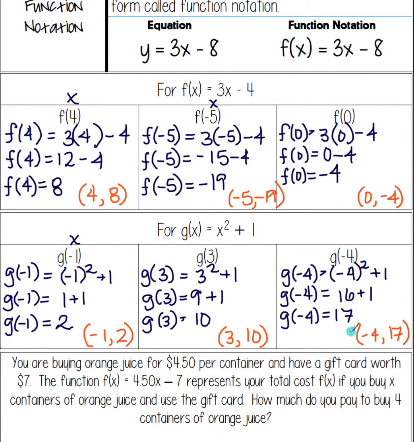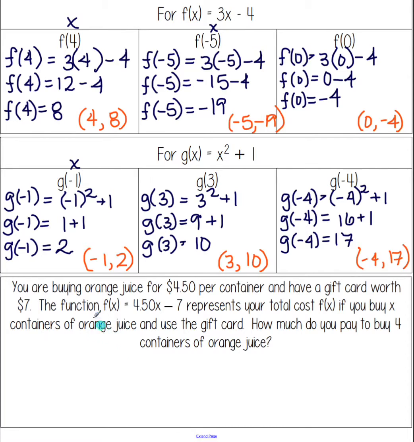So let's look at a situation where function notation can be used. It says you are buying orange juice for $4.50 per container and have a gift card worth $7. The function f of x equals 4.50 x minus 7 represents your total cost, f of x, if you buy x containers of orange juice and use the gift card. How much do you pay to buy 4 containers of orange juice?